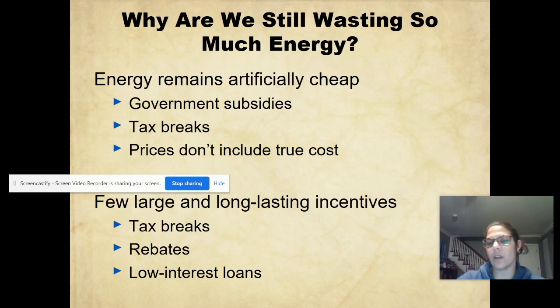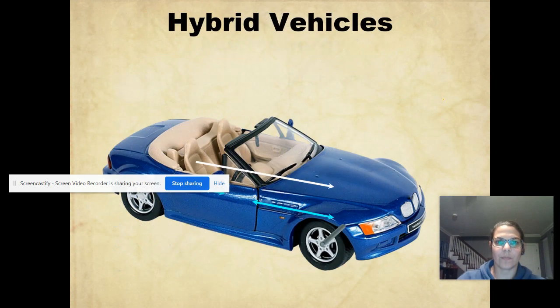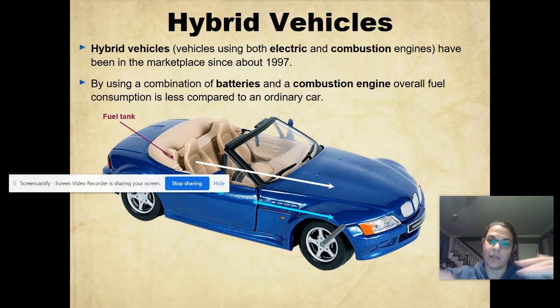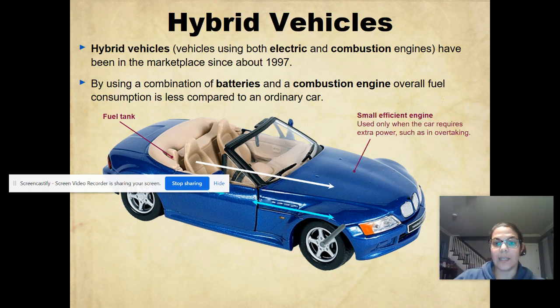There are few large and long-lasting incentives for renewables. The tax breaks are given to the fossil fuels, basically. Okay, so with hybrid vehicles, we've had them around for a long time. I'm sure some of you even drive hybrid vehicles. Your parents have some. Basically, it's a battery that gets charged when you're pushing on the brakes, and then your car runs on that battery for a certain amount of time, and then it uses fuel and electricity. Okay, electric cars are amazing.